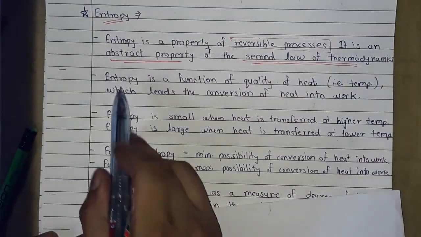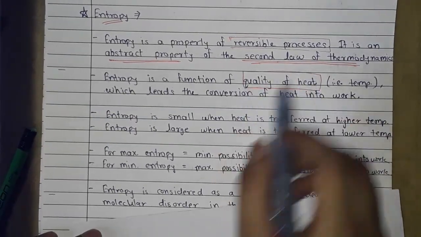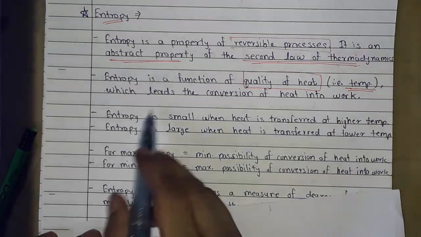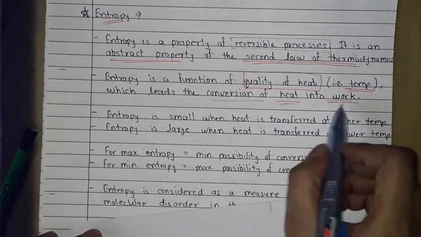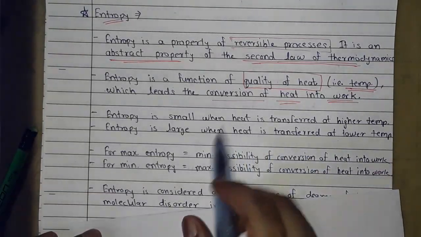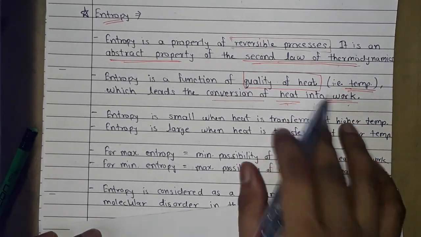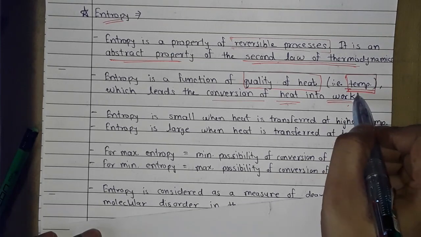Here, friends, entropy is a function of the quality of heat. Quality of heat, that is temperature, leads to the conversion of heat into work. We convert heat into work, and this conversion depends on the quality of heat, that is temperature.